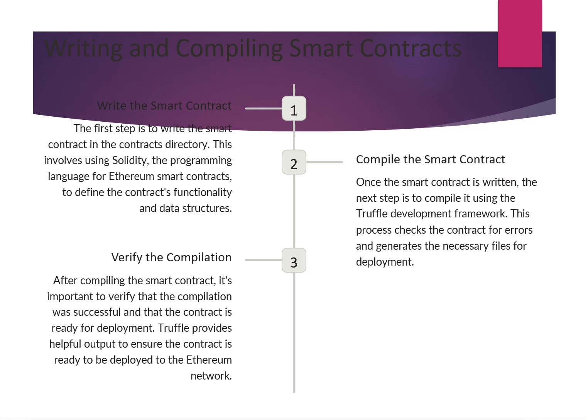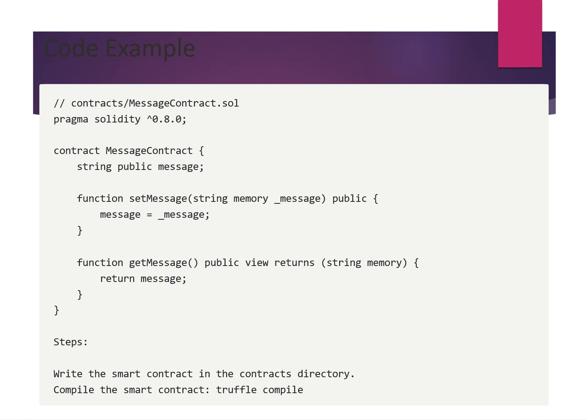Now we will see an example of the Solidity code we will be using. So this is the example Solidity code we will be using in this project. First of all, in the first line, it writes pragma solidity ^0.8.0. This defines the version of Solidity we are using. Here it is 0.8.0 and above. Then we define a contract. Contract is like a class in other programming languages, and here its name is MessageContract.